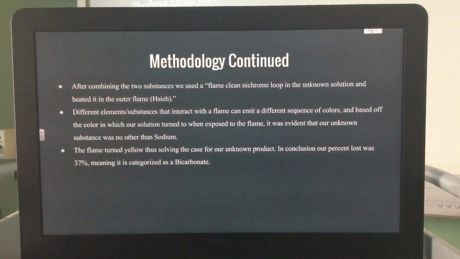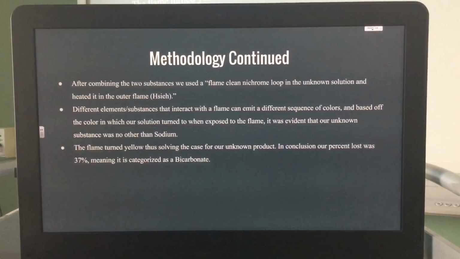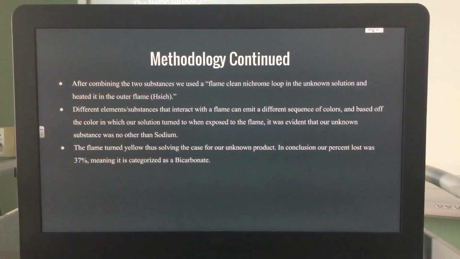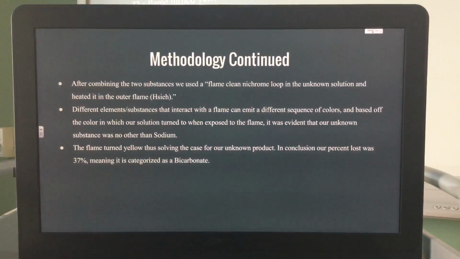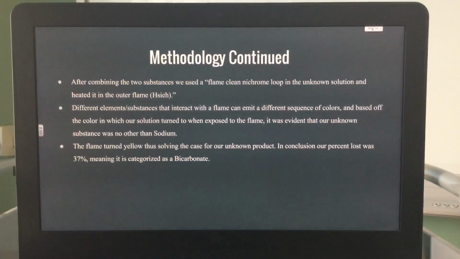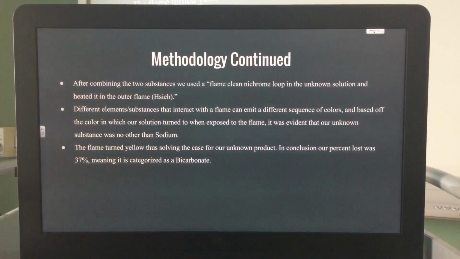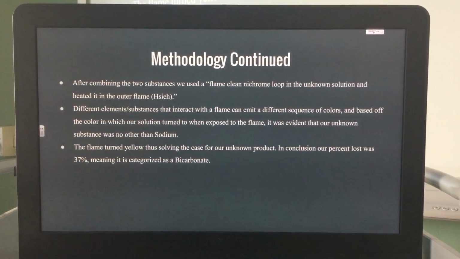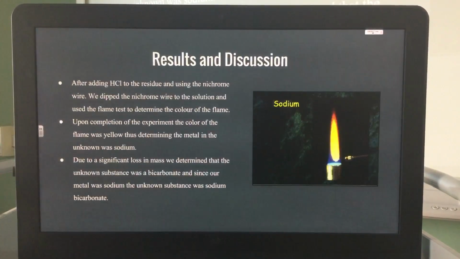Methodology continued. After combining the two substances, we used a flame-cleaned nichrome loop and heated the unknown solution in the outer flame. Different elements and substances that interact with the flame can emit different colors, and based off the color our solution turned when exposed to the flame, it was evident that our unknown substance was no other than sodium. The flame turned yellow, thus solving the case for our unknown product. In conclusion, our percent loss was 37%, meaning it's categorized as a bicarbonate.